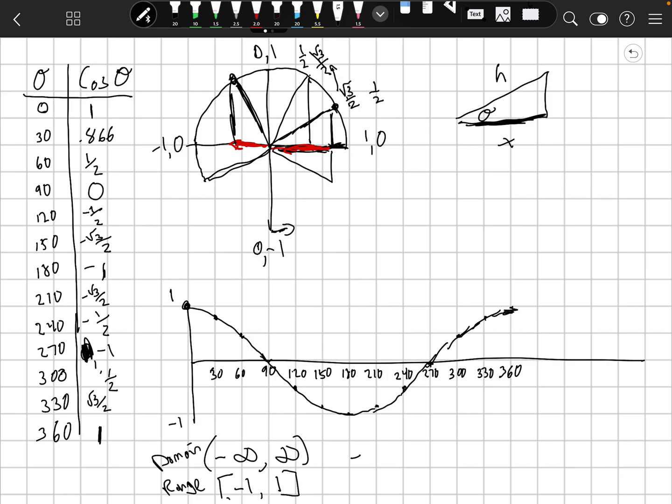So that's about it for sine and cosine. Let's just make the point here that it does go on and on and on like this. Hopefully that helps you understand what a sine graph looks like and what a cosine graph looks like.